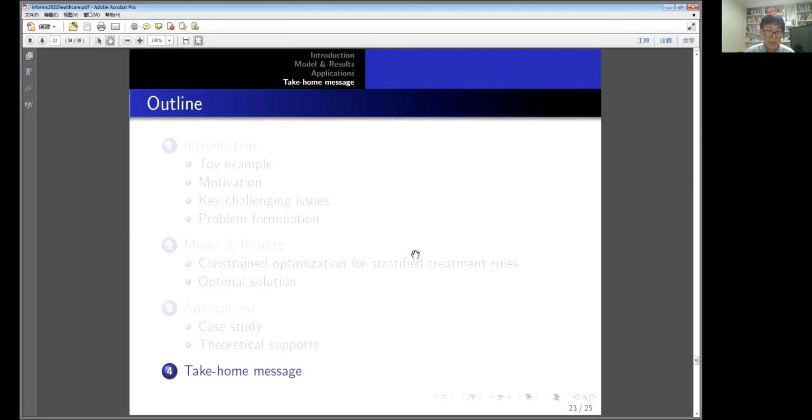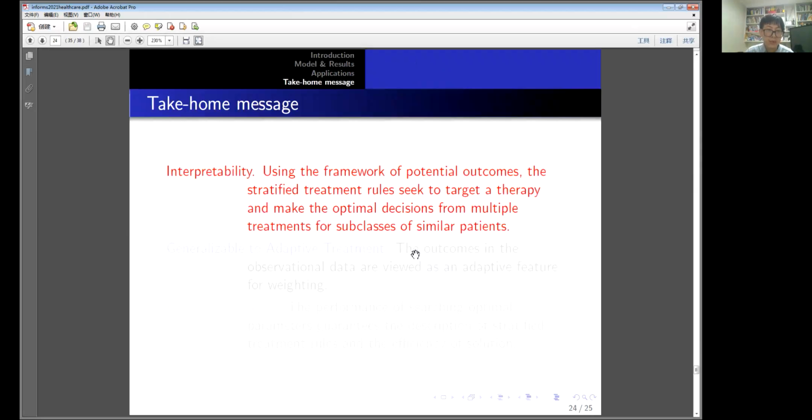Now let's conclude our presentation. There are 3 take-home messages. First, interpretability. Using the framework of potential outcomes, the stratified treatment rules seek to target a strategy and make the optimal decisions from multiple treatments for subclasses of similar patients.